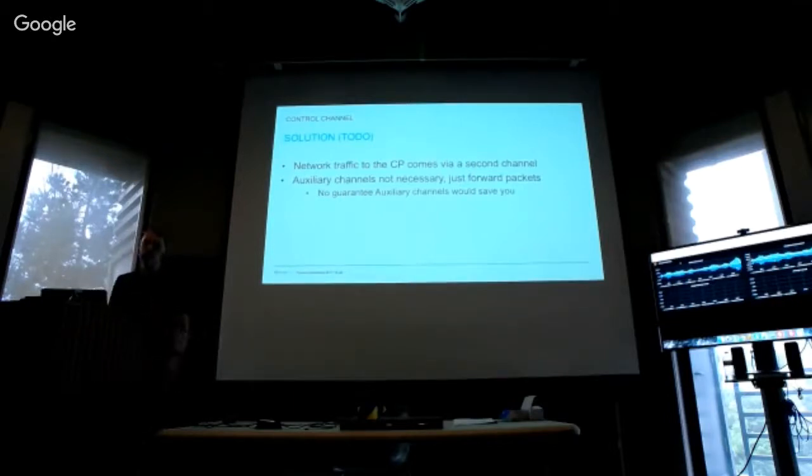OpenFlow has this concept of auxiliary channels, which is similar, but they still involve sending the traffic through the switch CPU. And therefore, it's not necessarily going to solve the problem that we can see, right? You're still sharing a channel between your data plane control traffic and your actual control traffic.